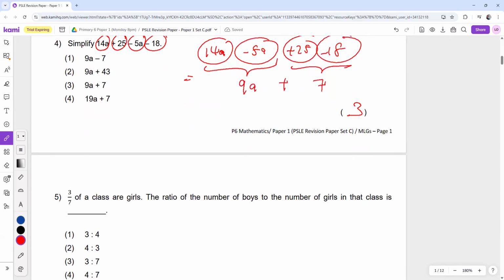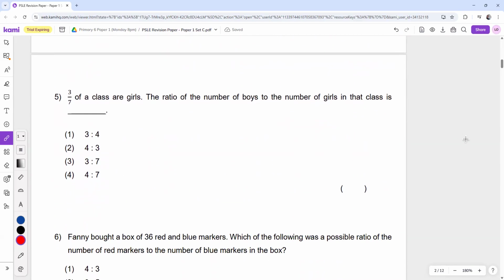Okay, let's go to question number five. Now, 3/7 of a class are girls. So the ratio of the boys to the girls is how many? Now, this can be very simple, but yet can be very careless if you don't do it carefully.